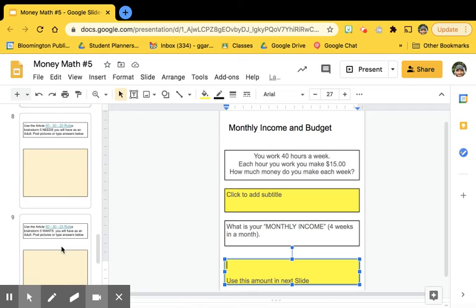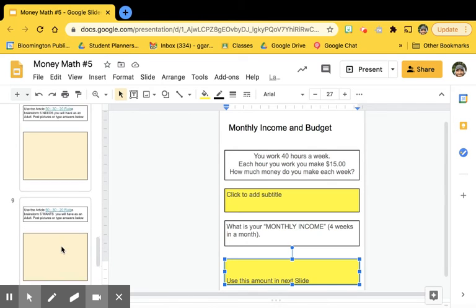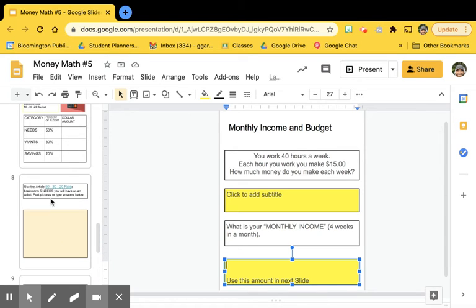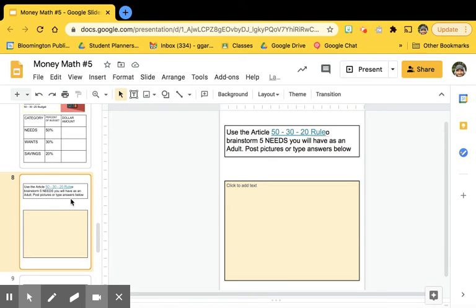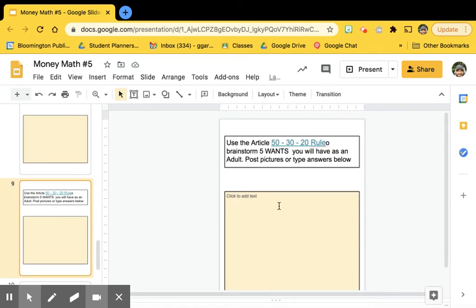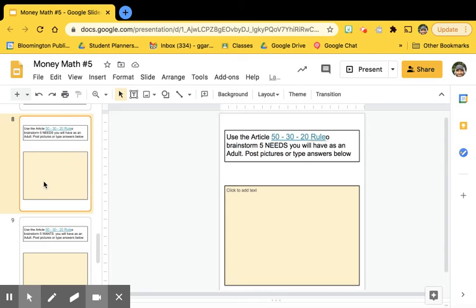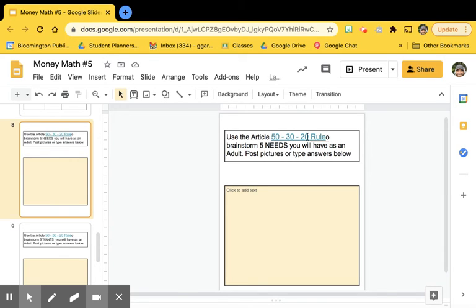The last 3 pages are really just some brainstorming, trying to help you connect a little bit to why we're talking about this. Use this article, 50-30-20, to brainstorm 5 needs you will have as an adult. You can type it in here, or you can post a picture. So 5 needs you'll have as an adult. There are examples in this article.